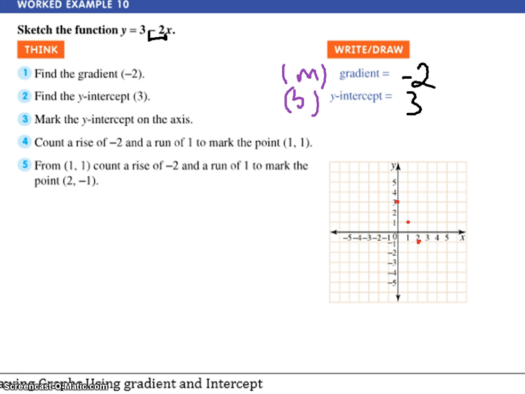Then we just join the line. Don't forget, you're going to use arrows on both sides, because that line will go on and on forever. Okay? The arrows denote the fact that it goes on.